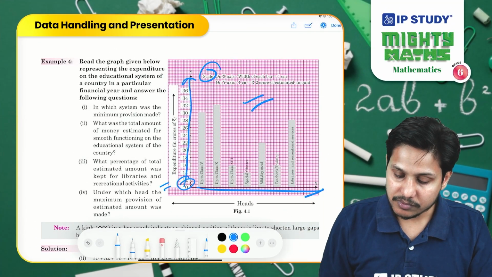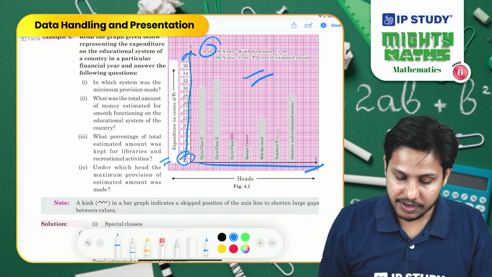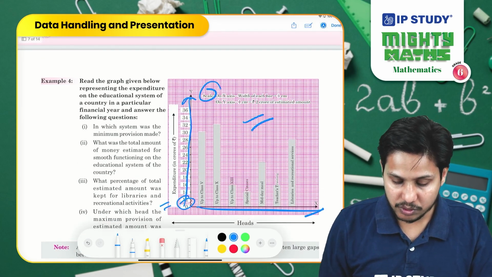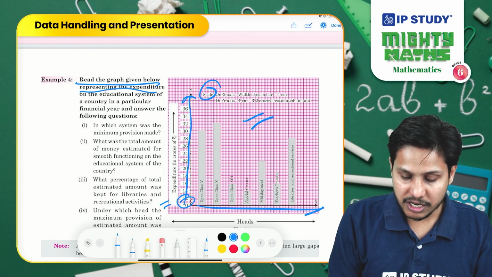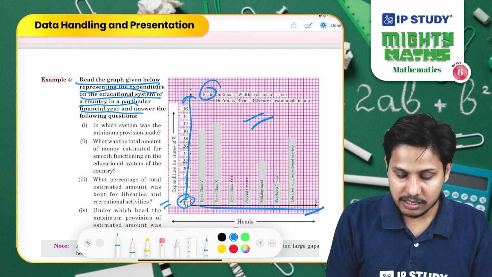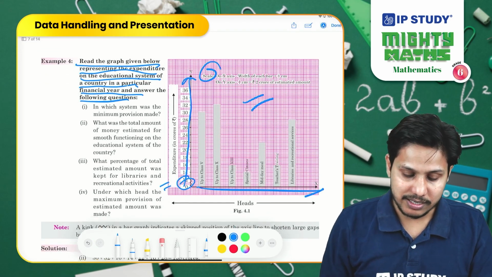Now here we have some data that we have to go through. Read the graph given below representing the expenditure on the educational system of a country in a particular financial year, and answer the following questions. So let's see what the questions are.